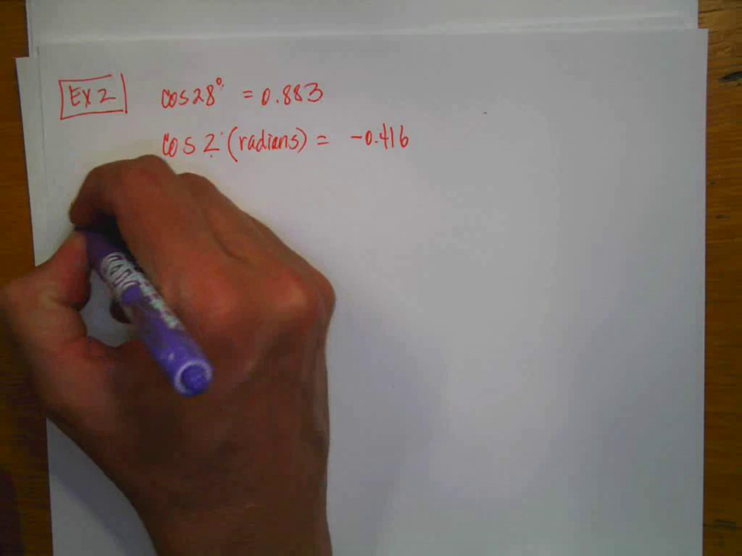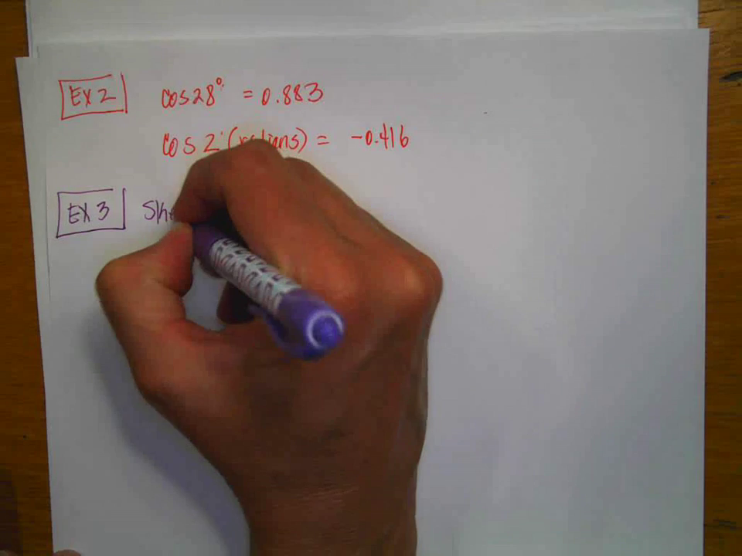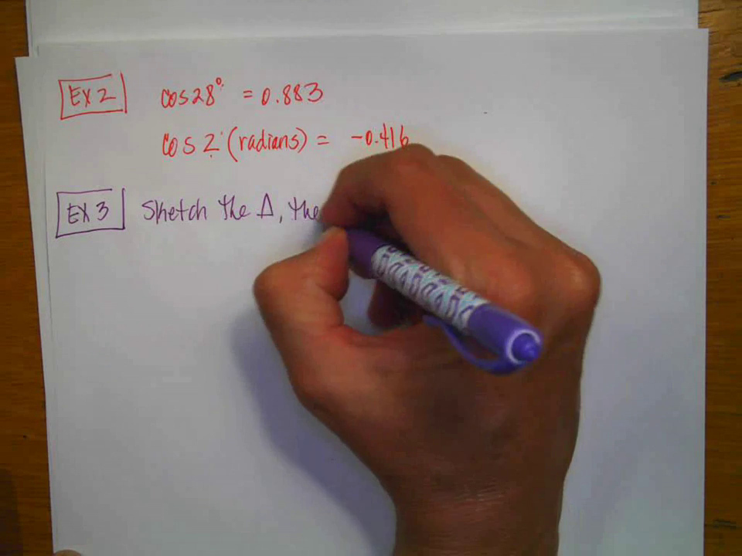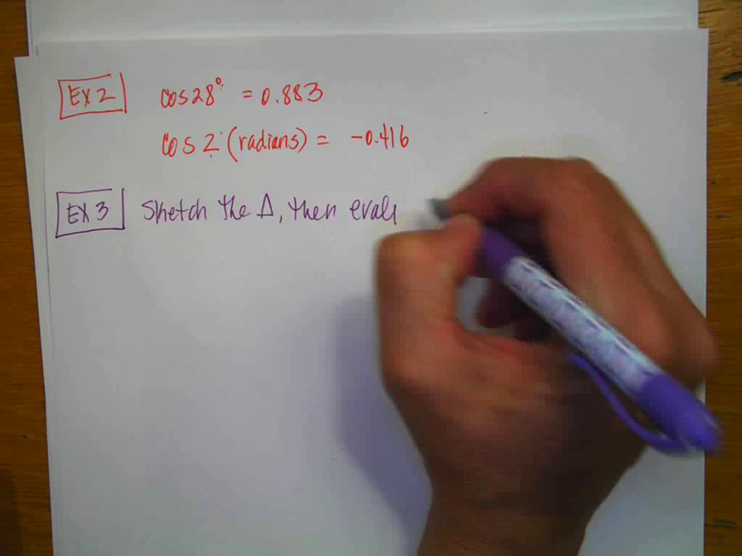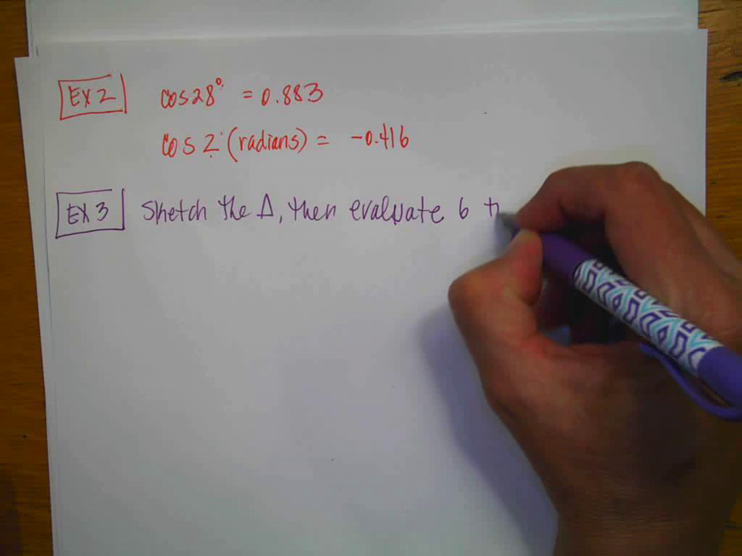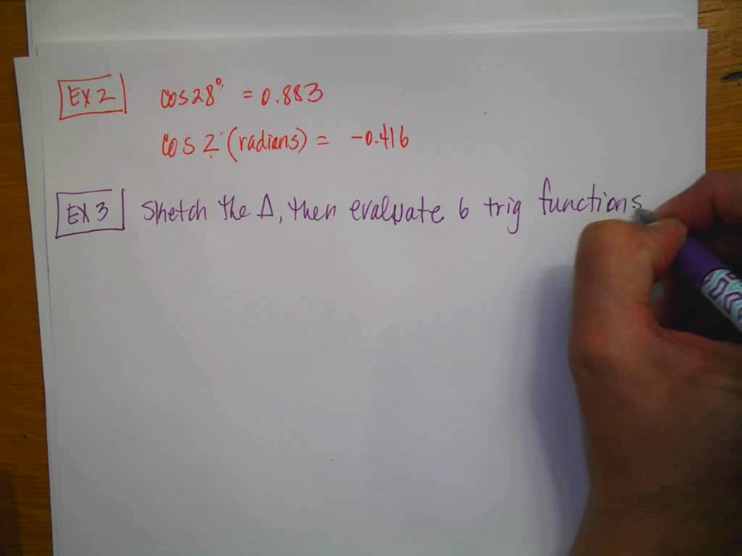All right, so for example number 3, it says sketch the triangle and then evaluate the 6 trig functions.